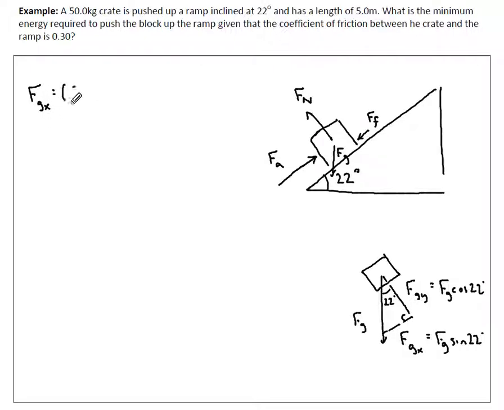Okay, so we look at Fg, find Fgx first. That's equal to our 50.0 kilograms times gravity multiplied by sine 22 degrees. Plugging into our calculator, we get 183.6 newtons.